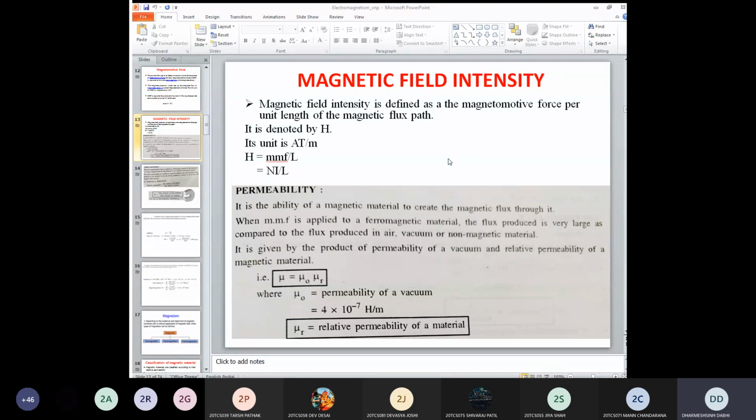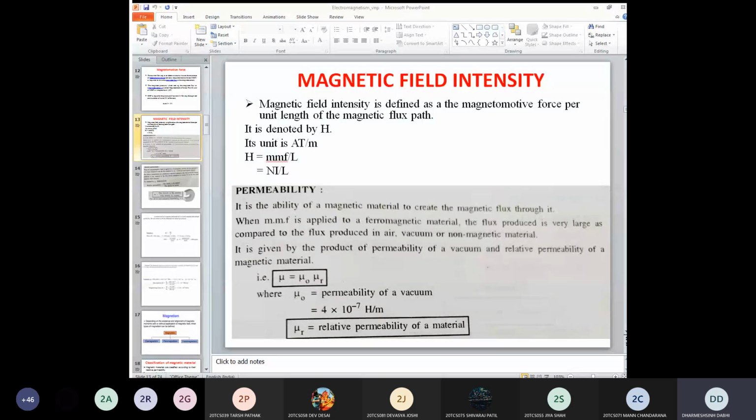It means that magnetic material can easily set up the flux when you apply the MMF. So that ability of the material to set up the flux easily when you apply the MMF is measured by the permeability. Mu zero is the permeability of air or vacuum, a constant 4 into 10 raised to minus 7 H per m, and mu r is the relative permeability of the material. So permeability mu is equal to mu zero for air or vacuum, but for any other material mu is equal to mu zero into mu r.